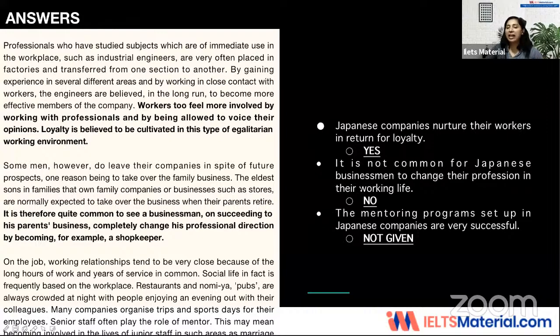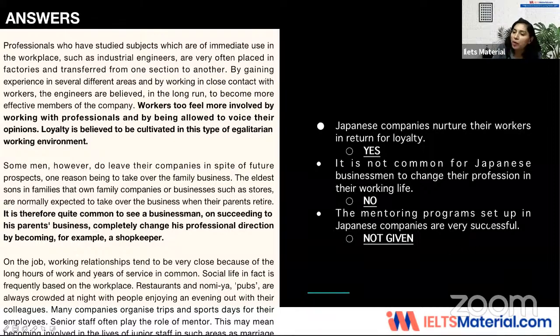If you take the second one, it's given clearly it is not common for Japanese businessmen to change their profession, wherein it is given in the passage which says it is therefore quite common to see a businessman on succeeding to his parents' business completely change his professional direction by becoming, for example, a shopkeeper. That's completely given in the passage.